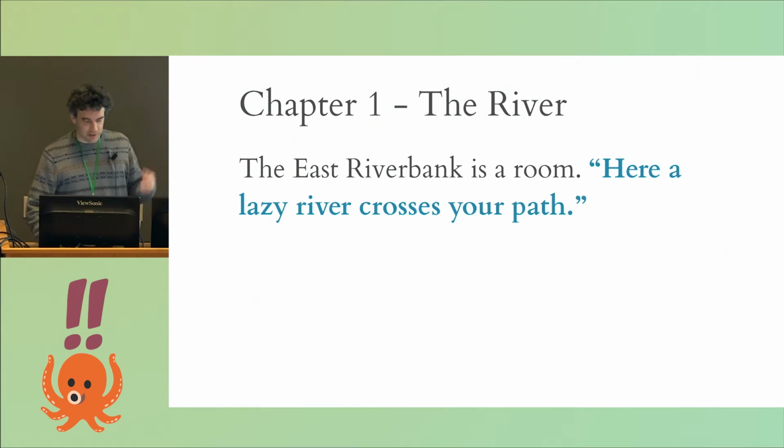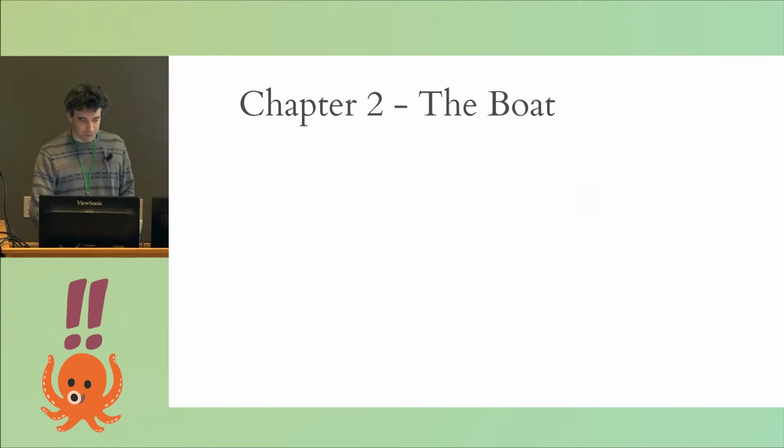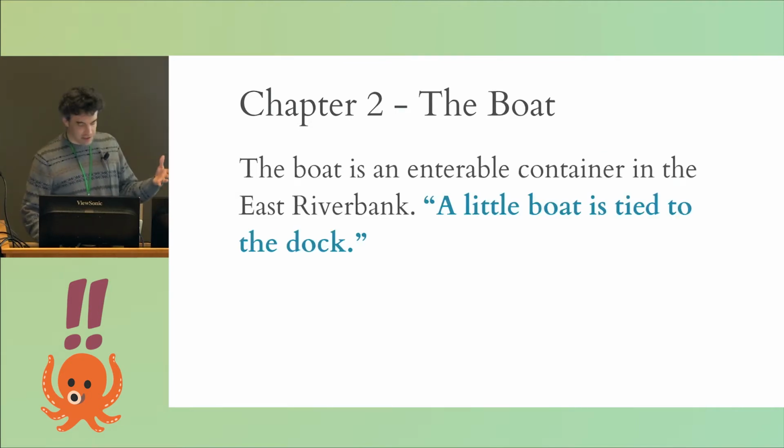You can also add some documentation. So we're saying, OK, new room. It's called the East River Bank, and Inform knows that a room is a particular type of object. It's a place where you can put stuff. Chapter 2. The boat is an enterable container. Inform knows what enterable and container mean. So here we're defining another object called the boat and telling Inform what type it is and where it is.